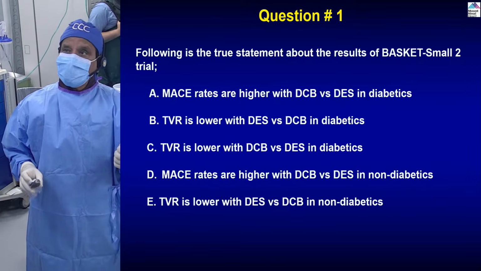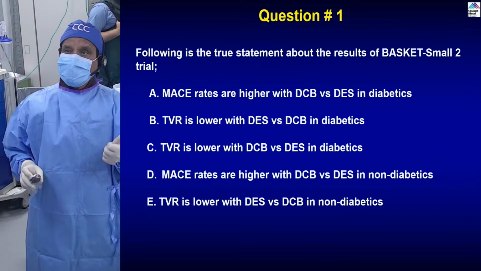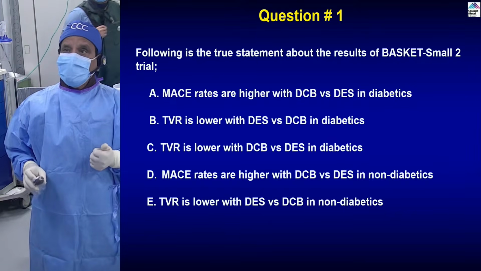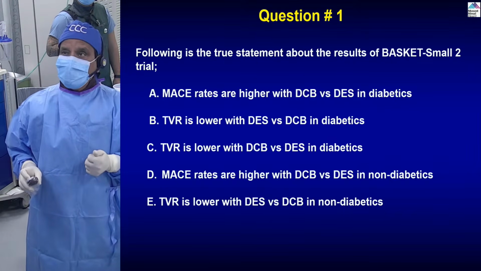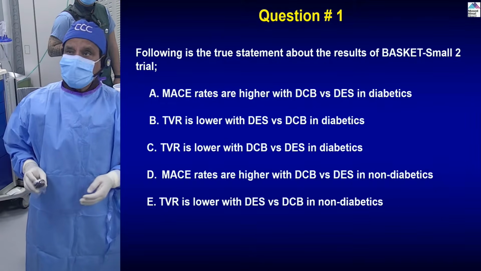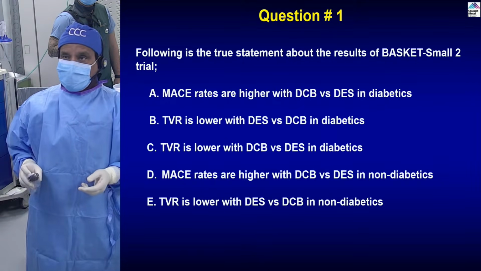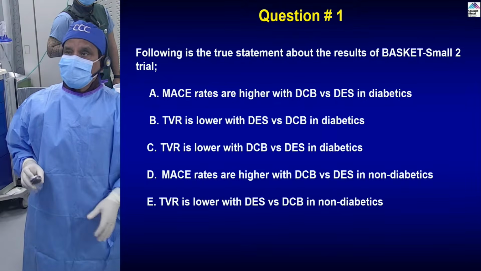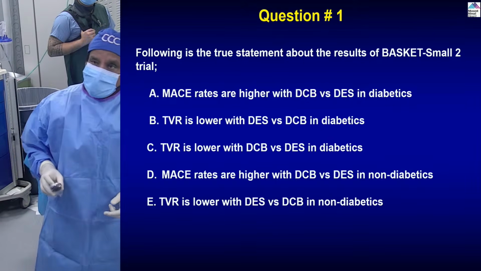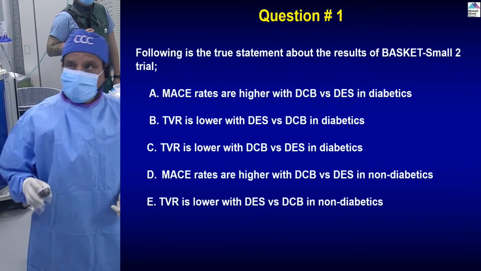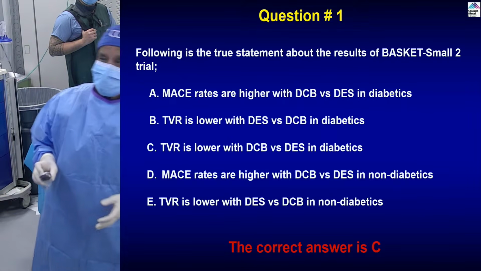MACE rates are higher with drug-coated balloon versus DES in diabetics. TVR is lower with drug-eluting stents versus drug-coated balloon in diabetics. TVR is lower with drug-coated balloon versus DES in diabetics. And MACE rates are higher with drug-coated balloon versus DES in non-diabetics, and TVR is lower with the drug-eluting stent versus DCB in non-diabetics. And the answer is C.